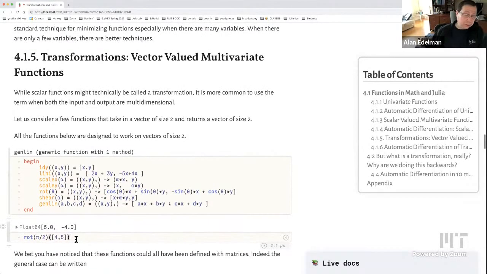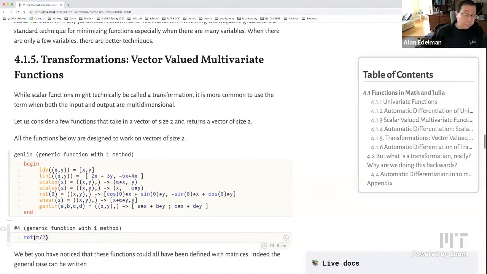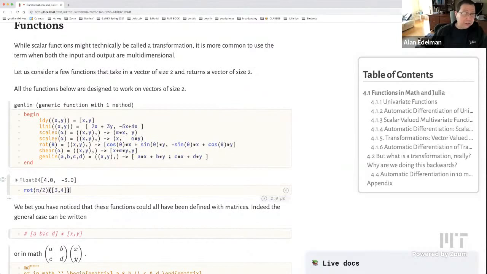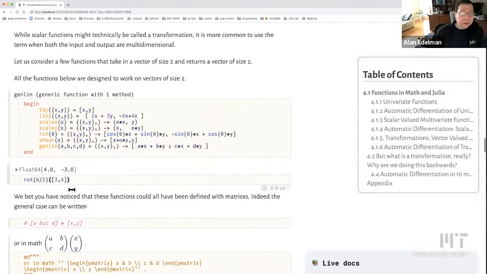Okay, so just to show you, let's do this slowly. Rot pi of 2 is a function, right? It's a generic function with one method. It's just a function. Until you call this on an argument, like 3, 4, it doesn't do anything. But if you rotate 3, 4 by 90 degrees, you'll get 4 minus 3.